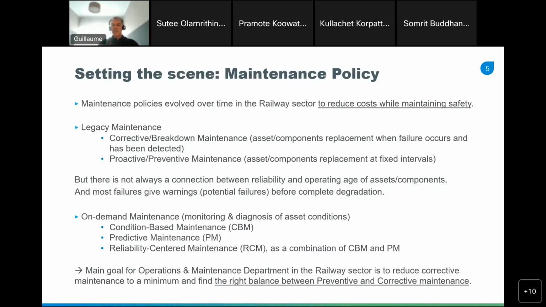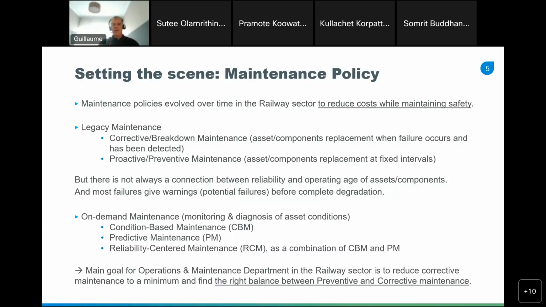Second, existing maintenance policies that we can see. So most of the time it's a combination of corrective and proactive. Proactive or preventive maintenance means that you replace the assets or components of the assets at regular or fixed intervals. So now in almost all the railway operators, it's a kind of combination between corrective and preventive maintenance, depending mostly on the assets.